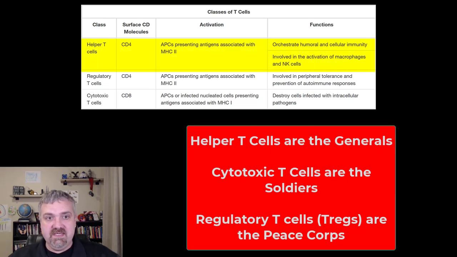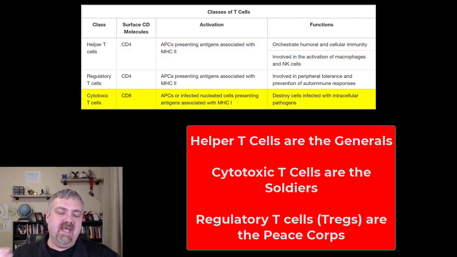So we have the helper T cells at the top there, what are called the CD4 T cells. Those are going to be the generals because their job, they don't kill cells directly, but they activate and direct other cells to do the work for them. So they're going to be the generals. Then next we have the cytotoxic T cells or the CD8 T cells. These are going to be the soldiers. These are the ones that directly kill other cells in what's called cell-mediated immunity.